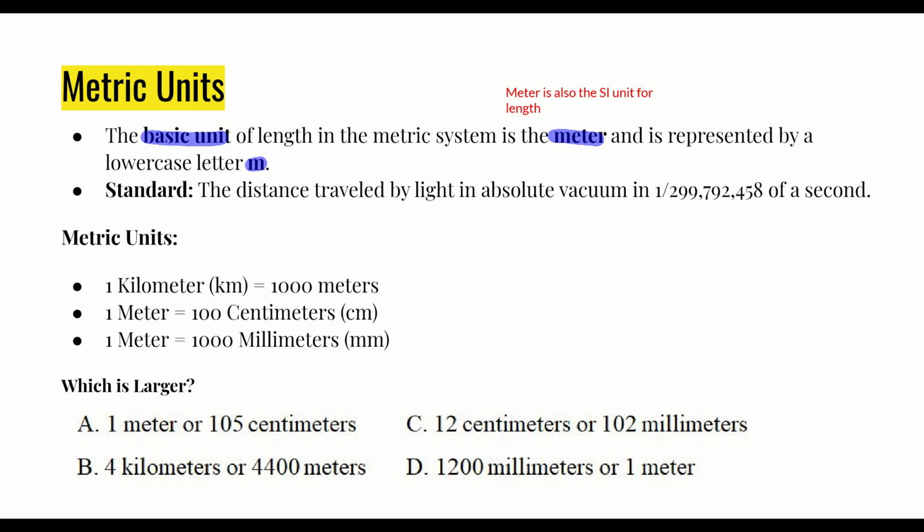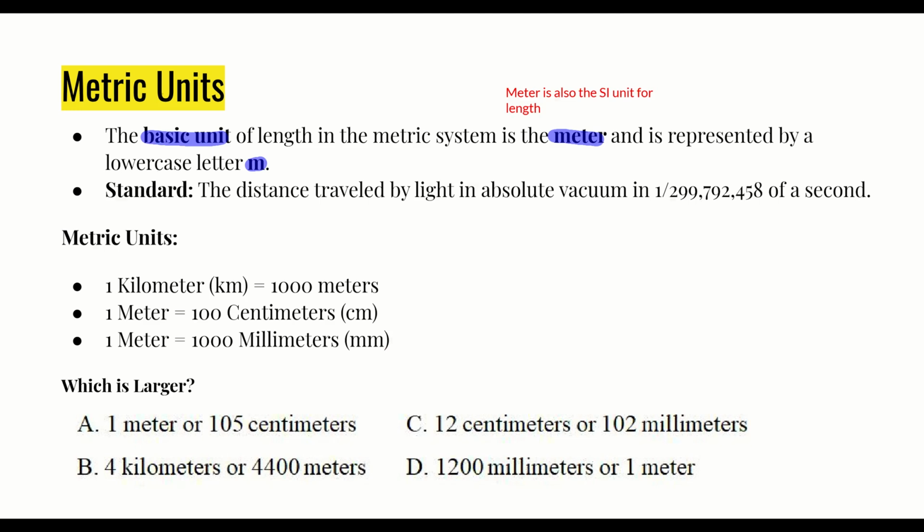It's a reliable measure. Our metric units, so some common units of measure. So 1 kilometer being 1,000 meters, 1 meter being 100 centimeters, abbreviated with that cm, and 1 meter being 1,000 millimeters, with that mm. And of course, meter itself can be abbreviated with the lowercase letter m.